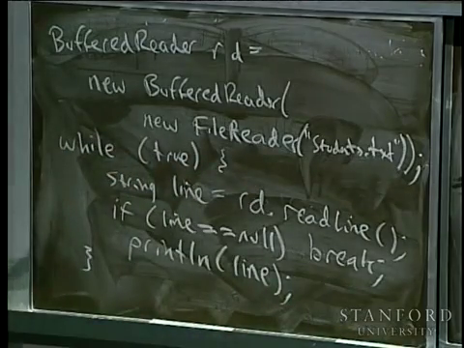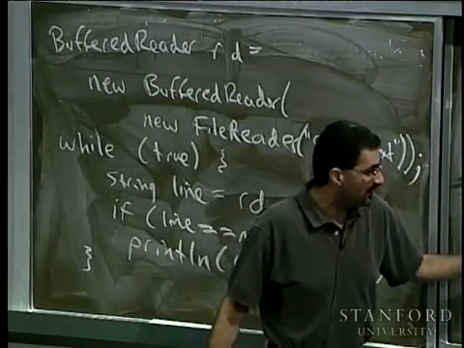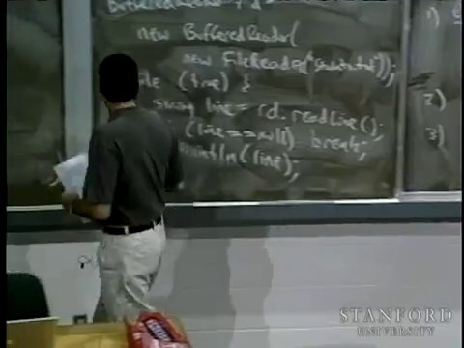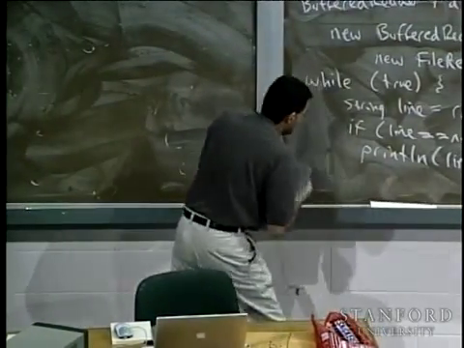Now, there's one thing I haven't done yet, right? In my steps over here, I've opened the file because I created the buffered reader. I've read the file. Now I need to close the file. So after I've done reading all the lines from the file, let me move my brace up a little bit to give myself room for this.